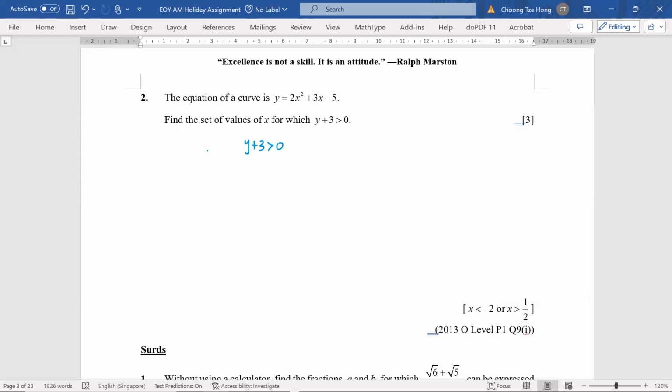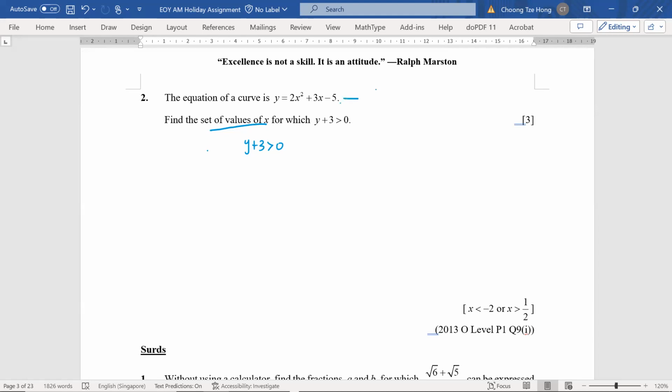But they want us to find the set of values of x. And if you look at the inequality that we are given, it's given in terms of y. So we need to find a way to introduce x into the inequality. It's not difficult to do so because we are told that the equation of the curve is y equals 2x squared plus 3x minus 5.